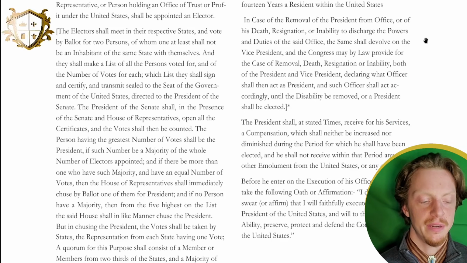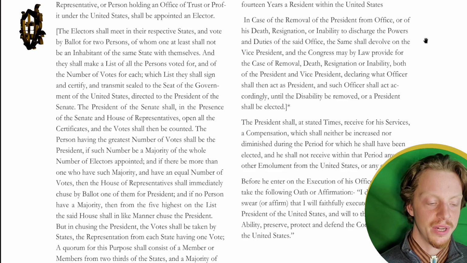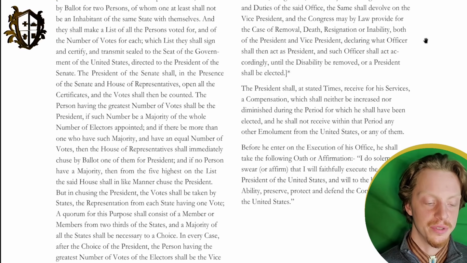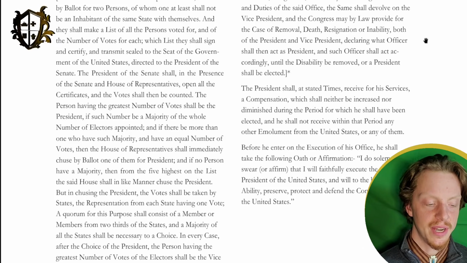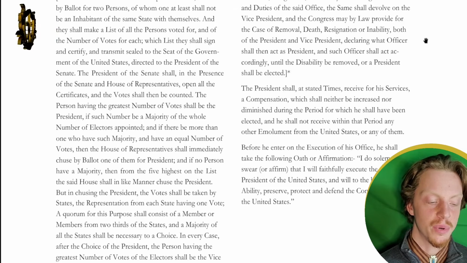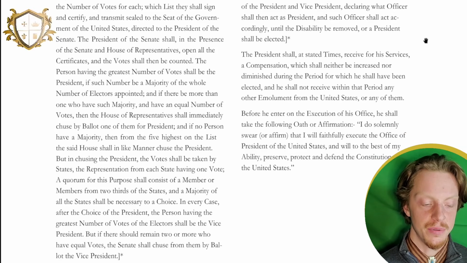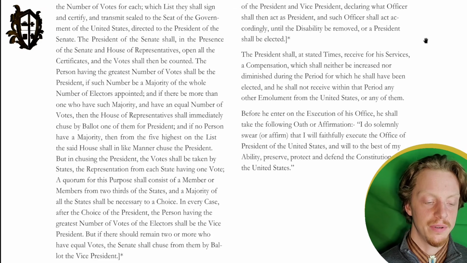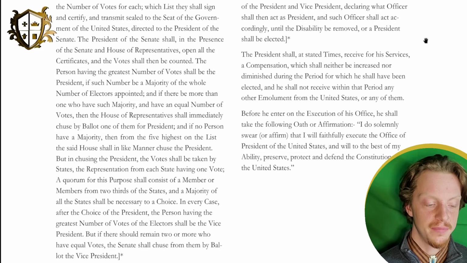The electors shall meet in their respective states and vote by ballot for 2 persons, of whom one at least shall not be an inhabitant of the same state with themselves, and they shall make a list of all the persons voted for and of the number of votes for each, which list they shall sign and certify and transmit sealed to the seat of the government of the United States, directed to the President of the Senate. The President of the Senate shall, in the presence of the Senate and House of Representatives, open the certificates, and the votes shall then be counted. The person having the greatest number of votes shall be the President, if such number be a majority of the whole number of electors appointed.